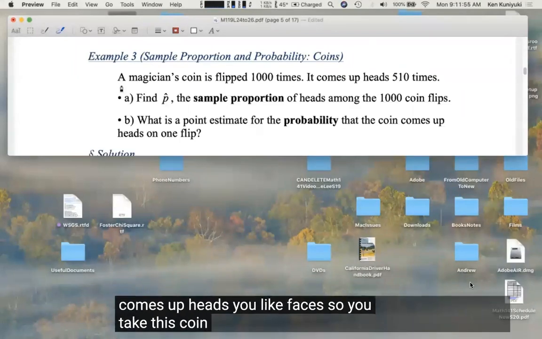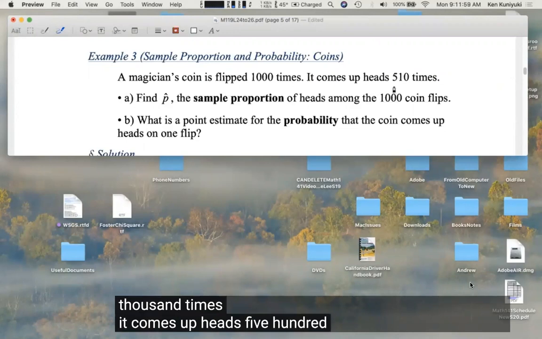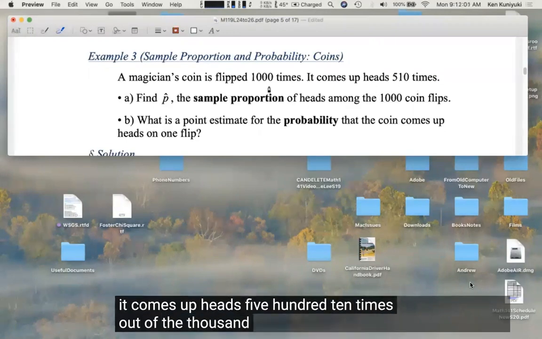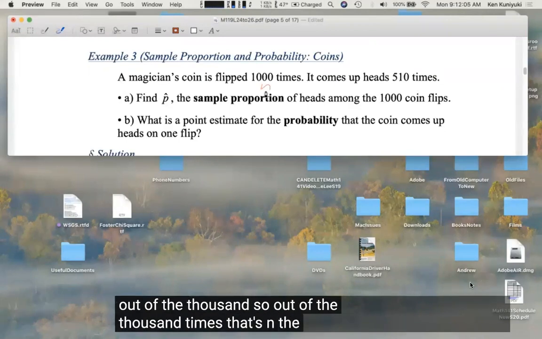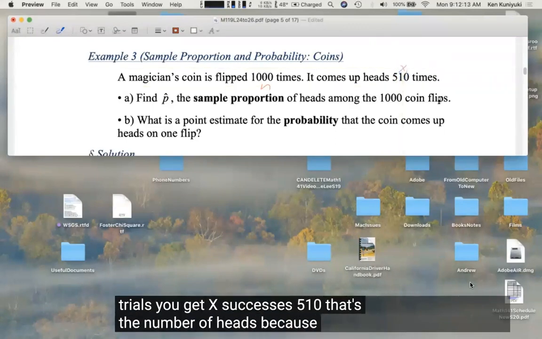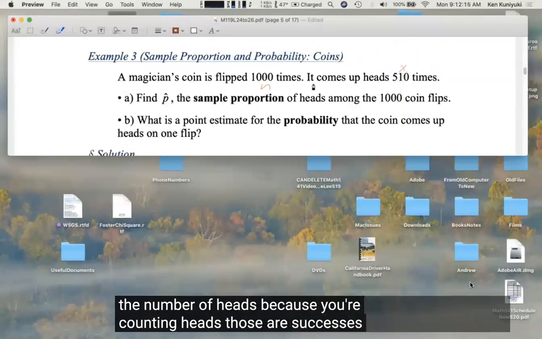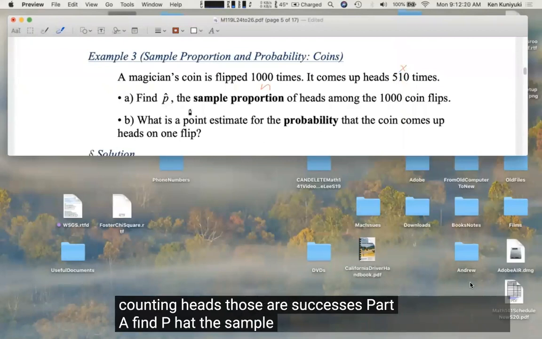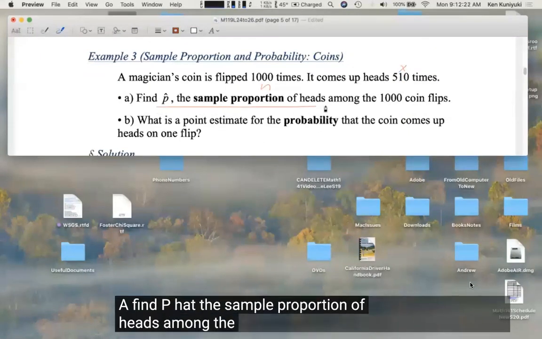So you take this coin and you flip it 1,000 times. It comes up heads 510 times out of the 1,000. So out of the 1,000 times, that's n, the number of trials, you get x successes, 510. That's the number of heads, because you're counting heads. Those are successes. Part A, find p hat, the sample proportion of heads among the 1,000 coin flips.